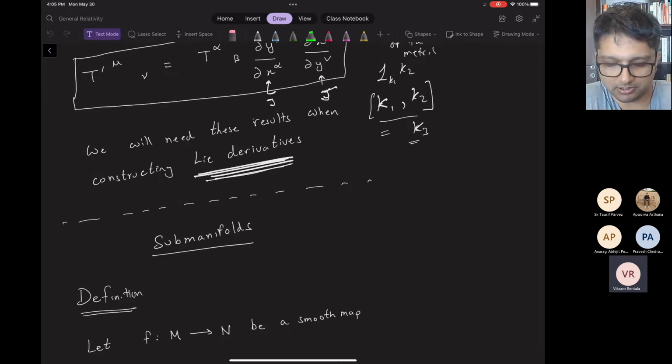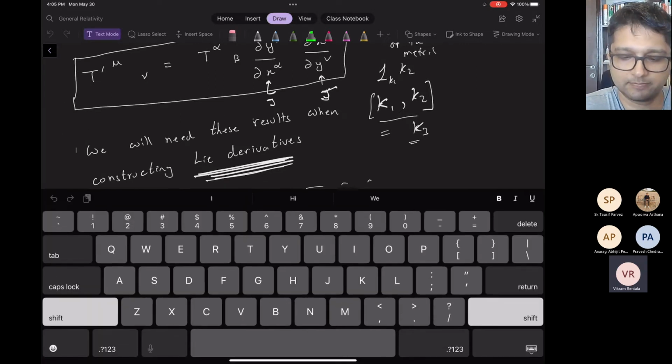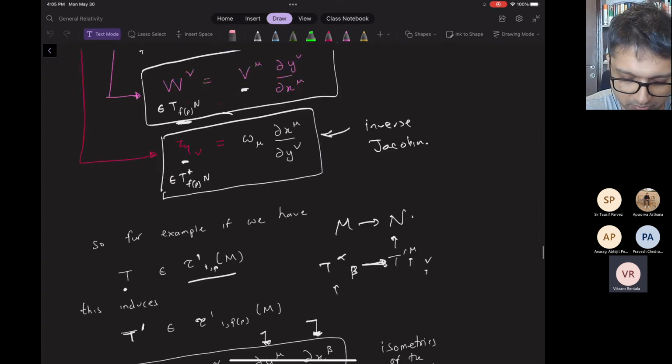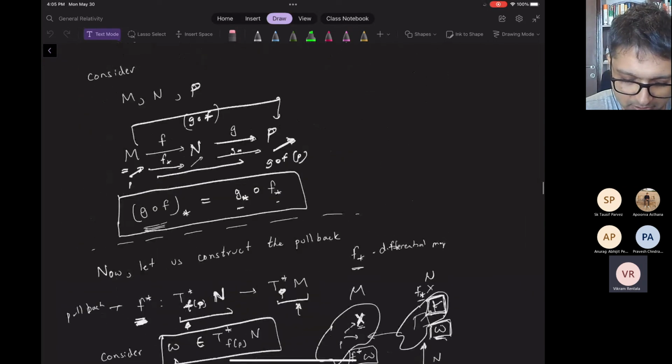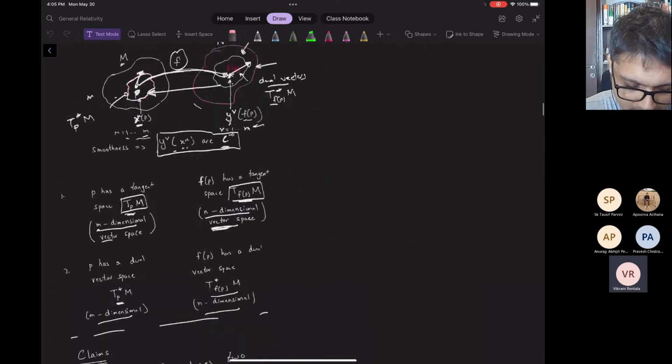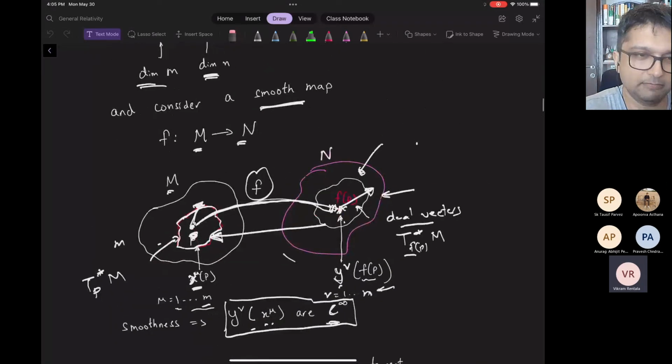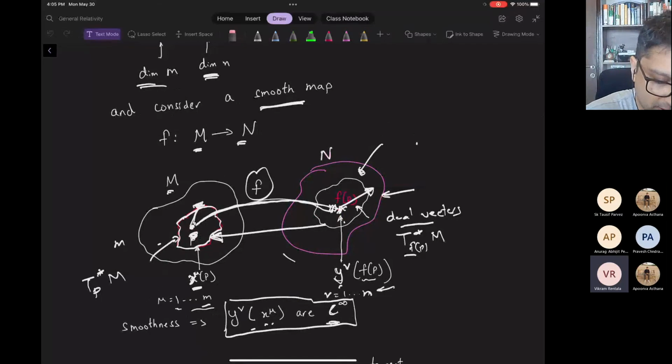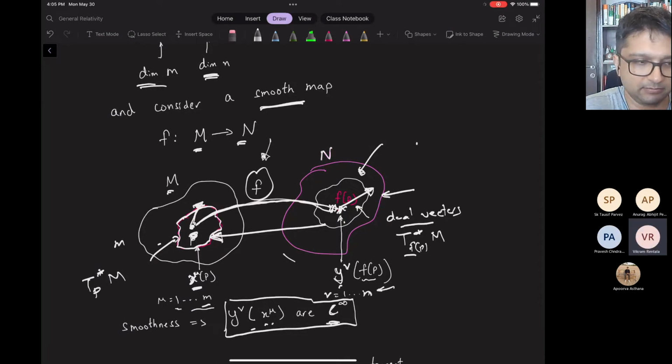Okay, so let's just recap where we were in the last class. What we did was we looked at maps between manifolds. We had a manifold M and a manifold N, and we assume that there's some smooth function f between these two manifolds M and N. And importantly, M and N need not even be manifolds of the same dimension.